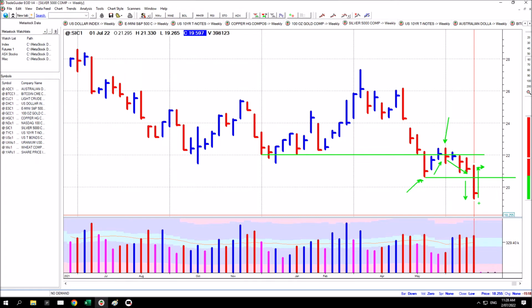If it can't reverse pretty much immediately next week, then this will be a resistance level, which will be difficult to recover back above, at least in the near term. You'll find that the $20 level will be a psychological level as well on this chart.